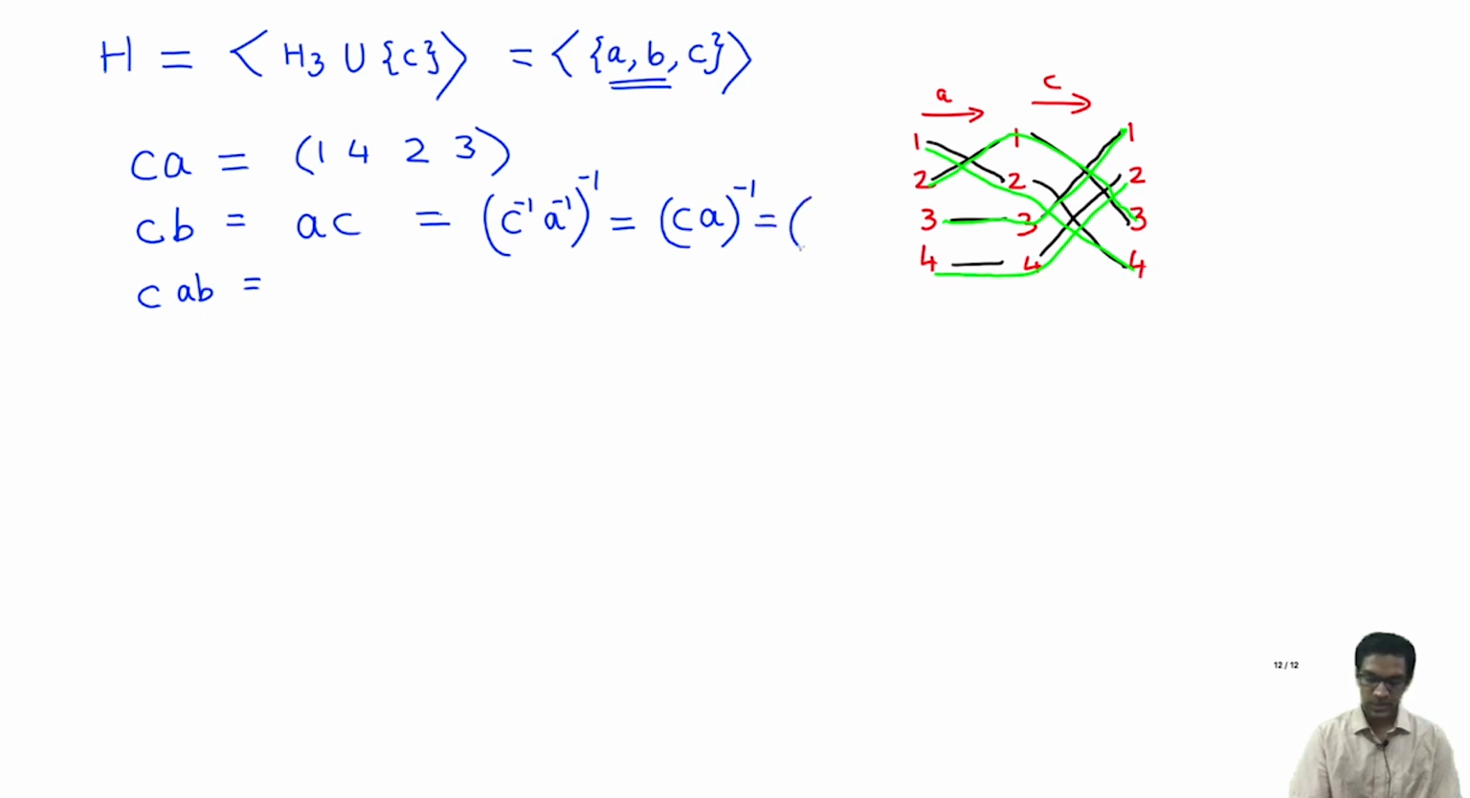So in this case I start with 1, but then I read it in the other order. I go first to 3 and then to 2, 4. So that's (1 3 2 4). Now similarly you have to compute CAB, and let me just tell you the answer. It turns out to be (1 4 2 3).